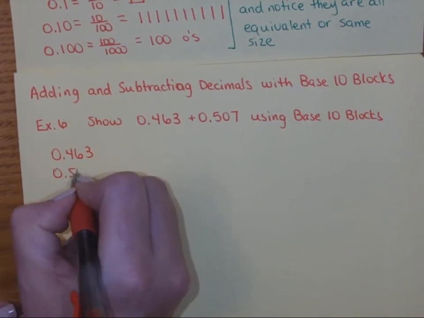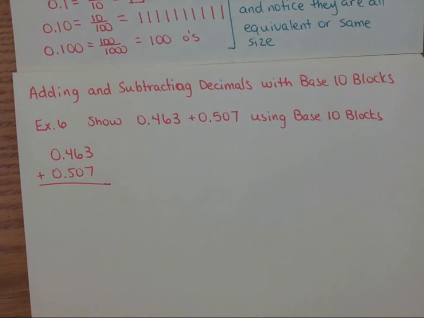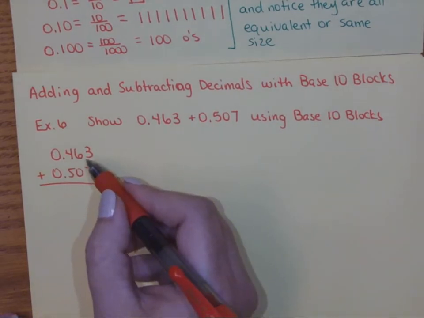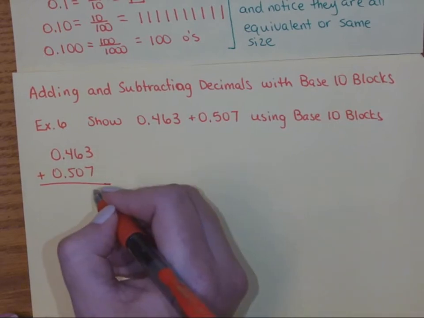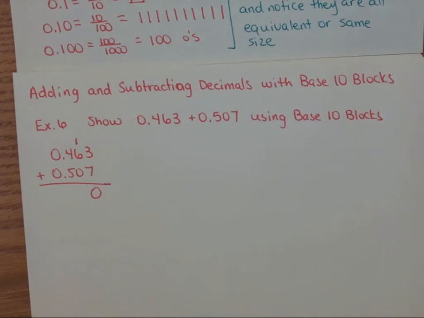Okay, so when you're adding decimals, remember you're supposed to line up the decimal, and then you start from the right and work your way left, right? So 3 plus 7 is 10, so we put a 0 here and we regroup the 1. We try not to say carry anymore. That's not typically something you'll hear in the classroom now.